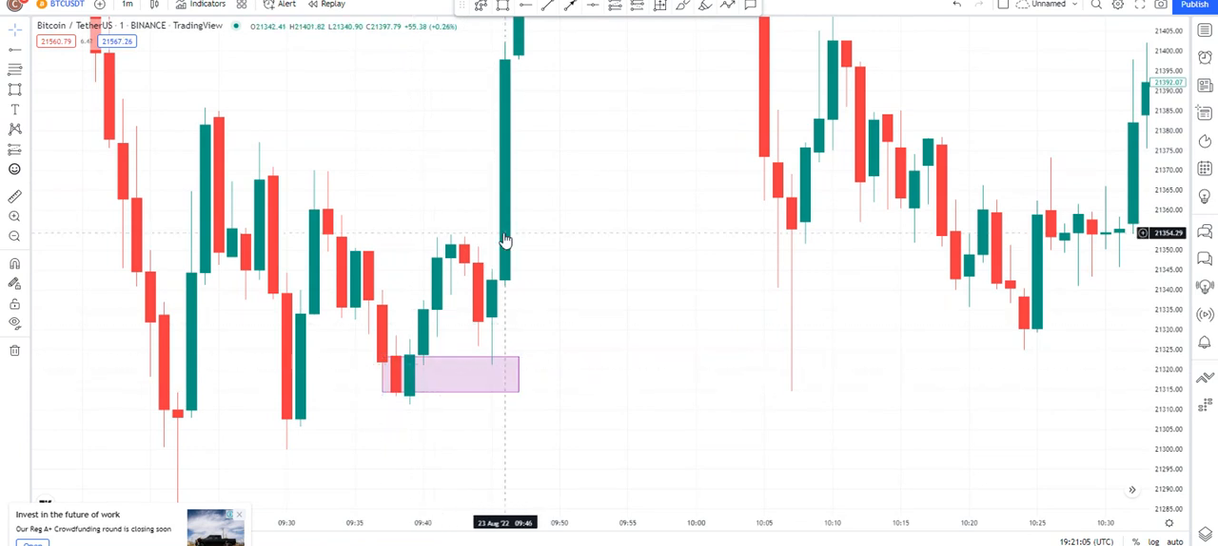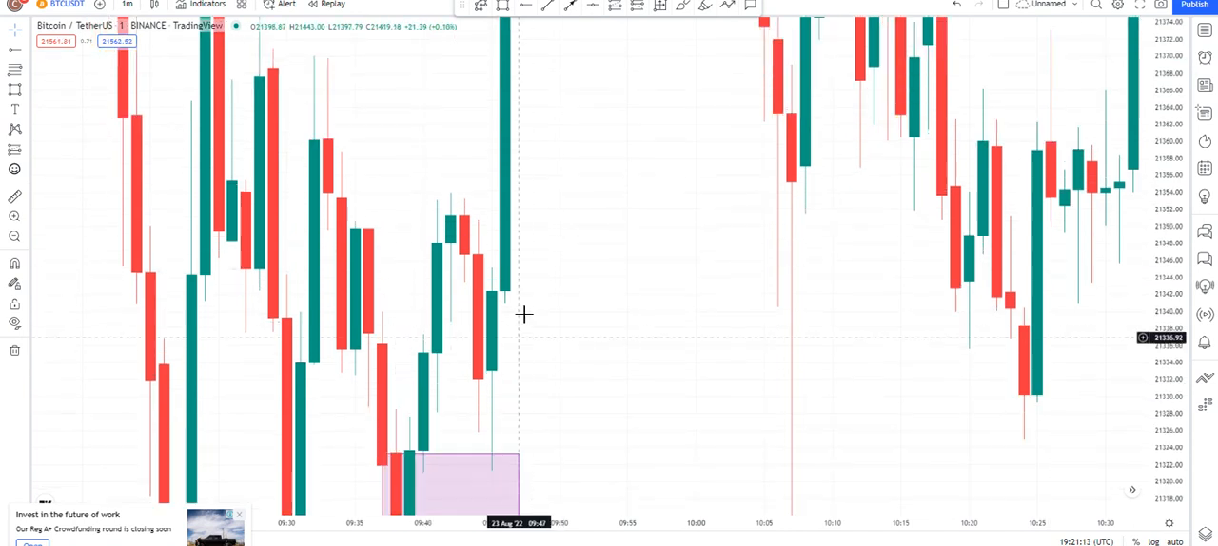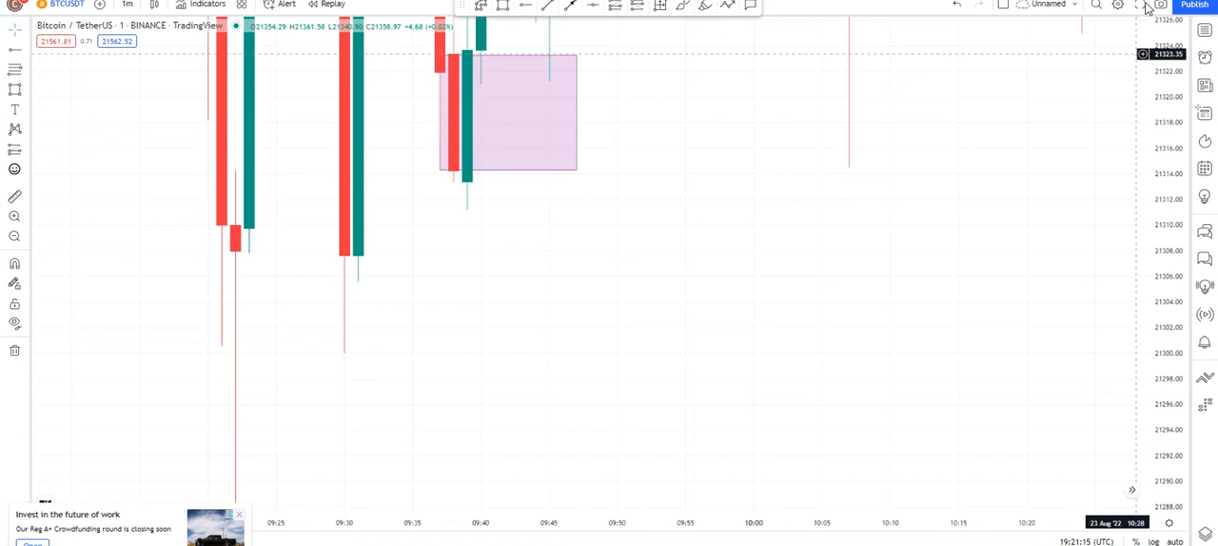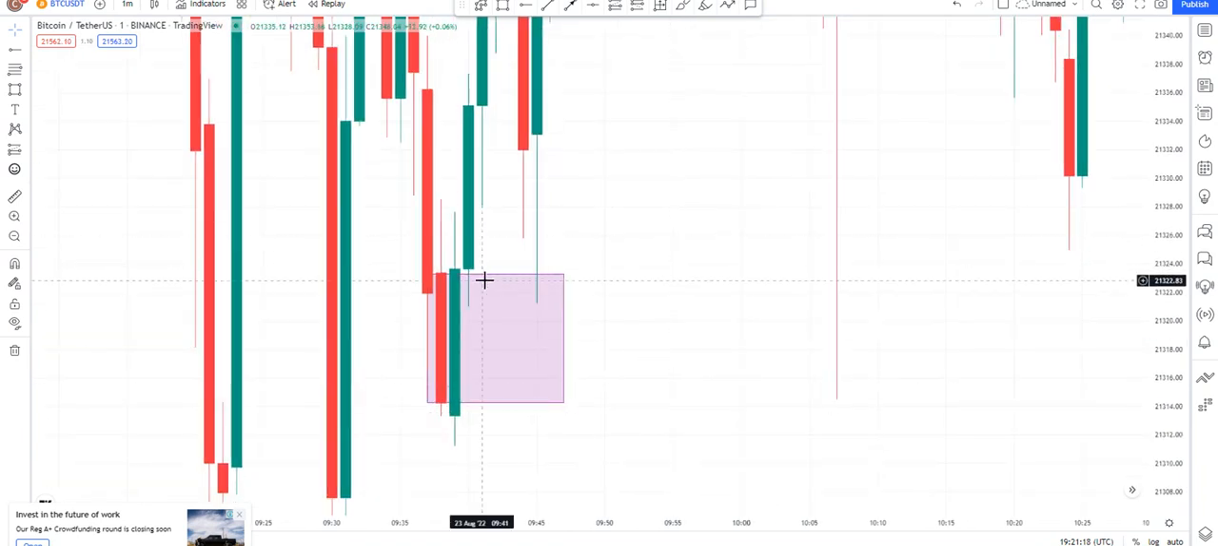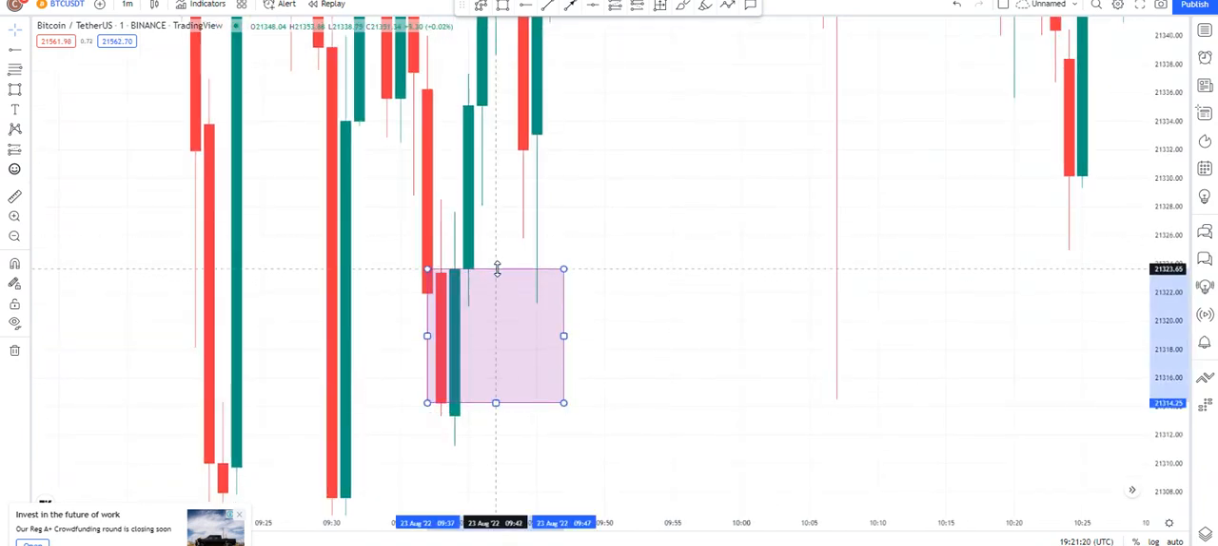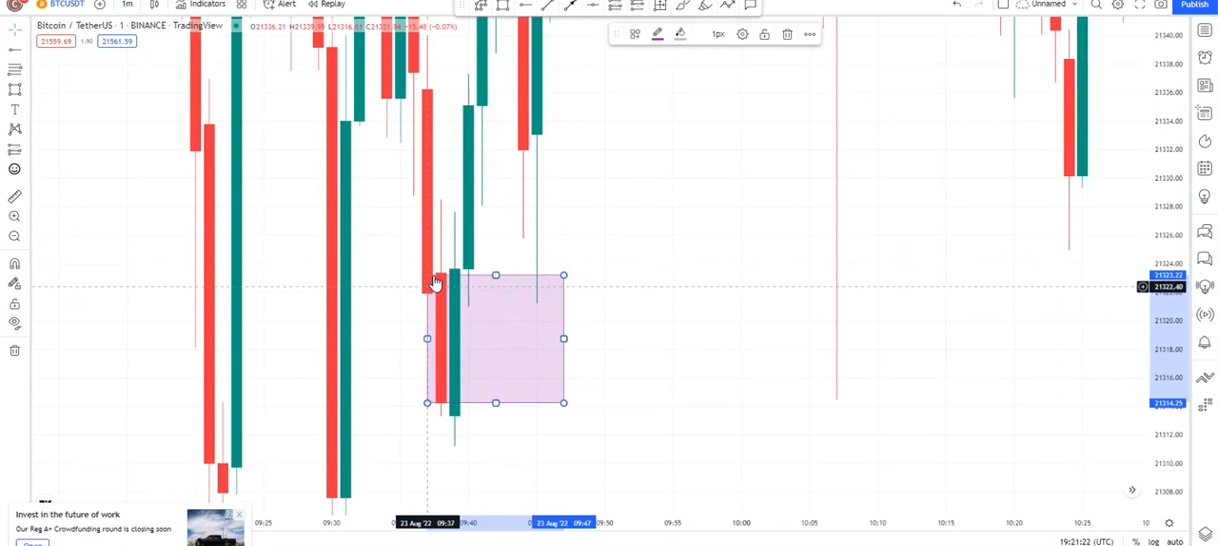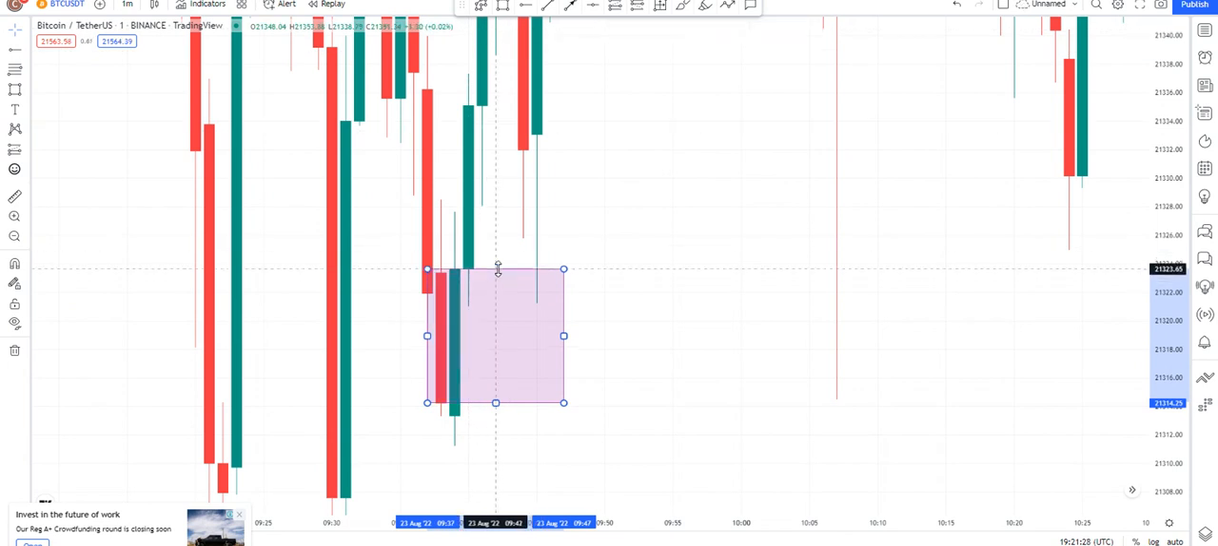So now, what is the mean threshold? The mean threshold is the middle of the body. If you zoom into the body, this entire candle here is our order block.